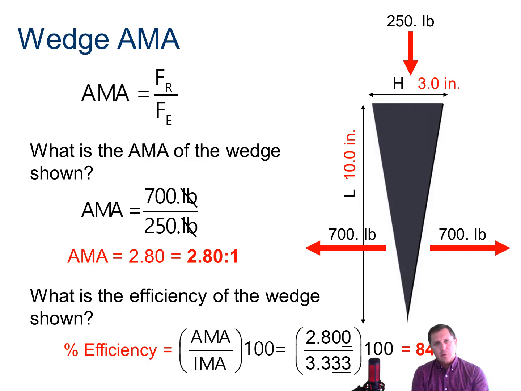All right, again, let's practice how we get our efficiency. It's going to be our AMA divided by our IMA. Our AMA, we just said, is 2.8. Our IMA was going to be 3.33. So we just divide it out and we get 87%.